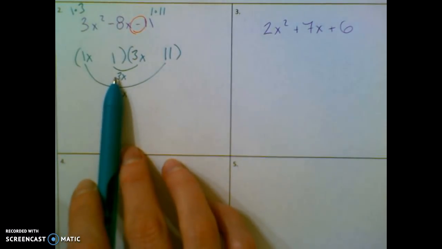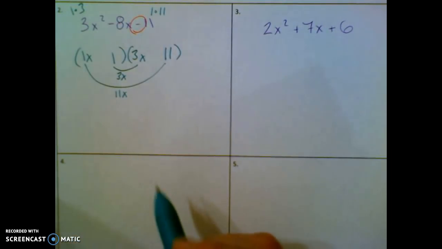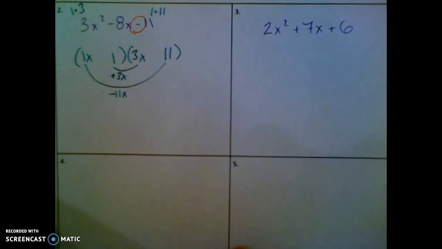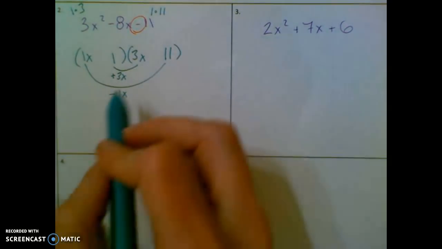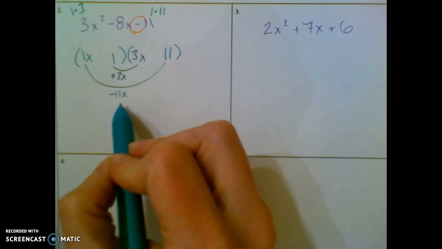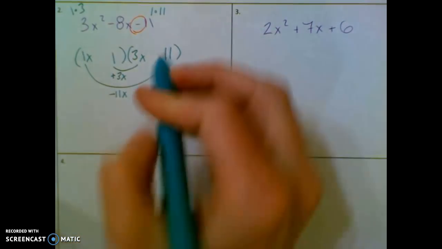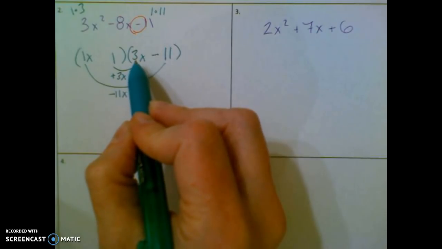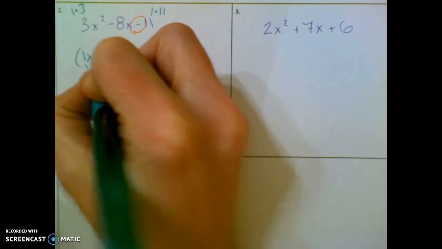Well, 11 minus 3 is 8, but I want a negative 8x, so I'm going to do a negative 11 and a positive 3, and we just got lucky on the first try. So how do I get a negative 11x? Well, that's going to be the outer product, negative 11. How do I get a positive 3x with my inner product? So positive 1.